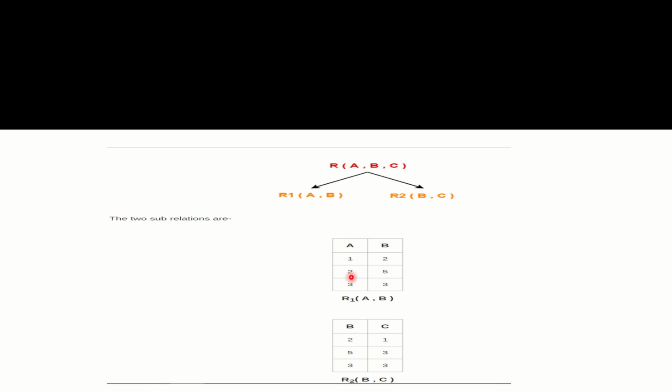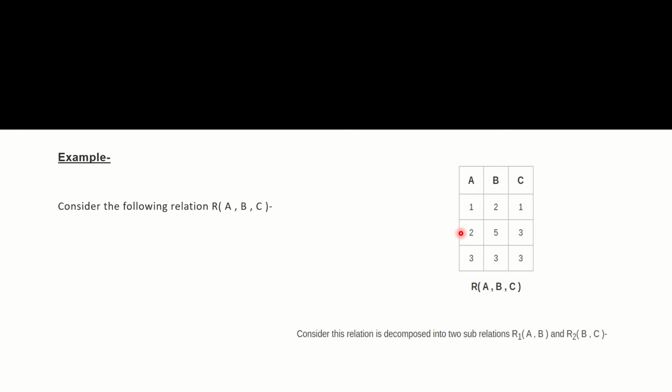If you take the second relation, the second row, 2, 5, here we have to check whether any of this B contains 5. Yes, this one contains 5. So we will merge this one and this one. We will not repeat the value of B again. So we will write 2, 5, 3. That is the original table's second row, 2, 5, 3.